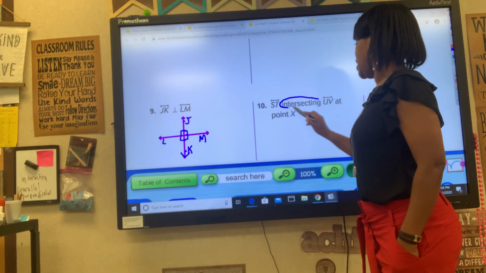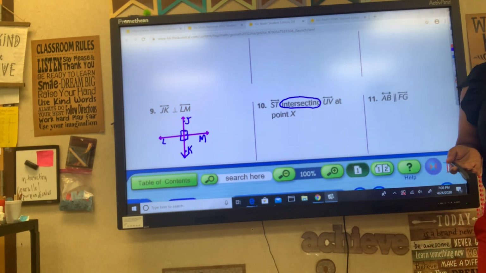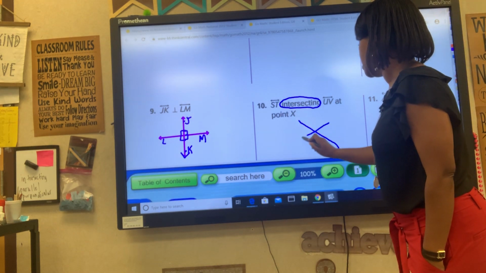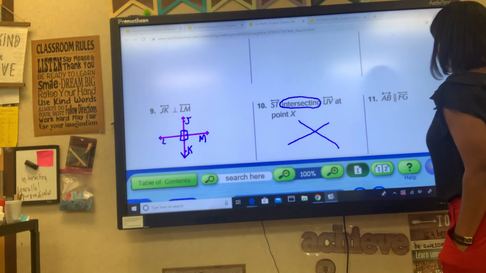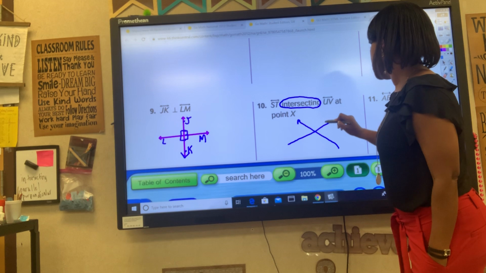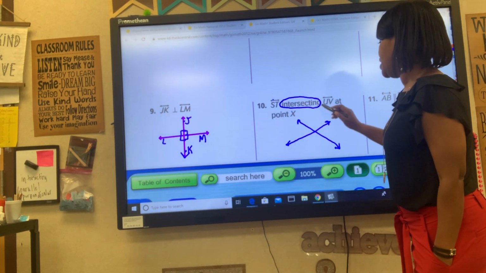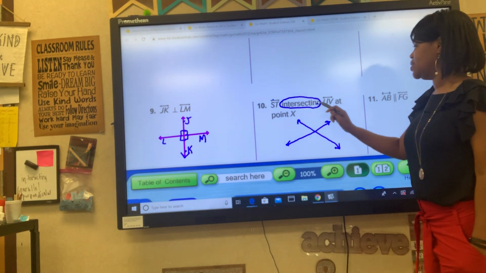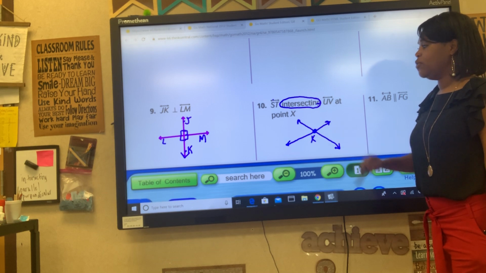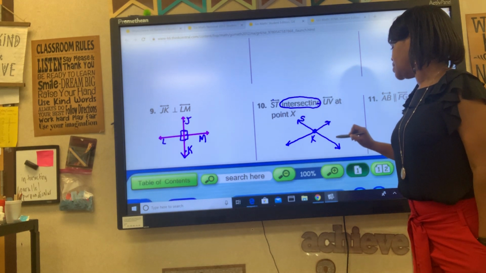When we look at intersecting, we know they're going to cross and form an X or a V. So I want some intersecting lines. I can actually just go ahead and make some intersecting lines like this and then decide where I want to put my points. I know I have arrows because they're lines, because that's what they have above the letters. It says they're going to intersect at point X. Point X is the point where they're going to intersect.